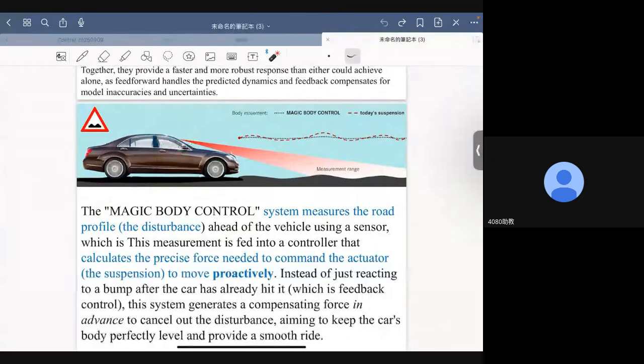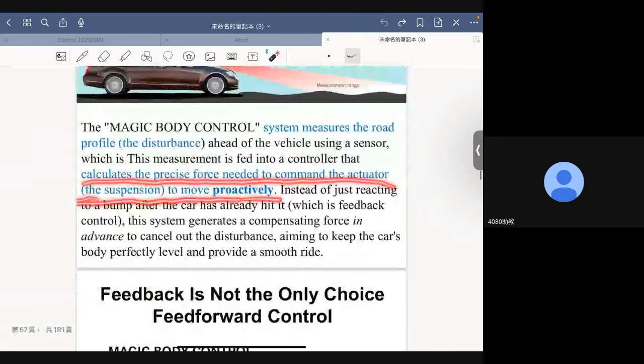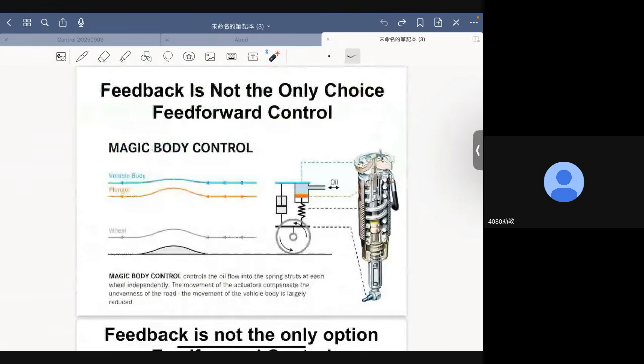Now, what Mercedes-Benz did for magic body control is that it has a built-in camera. With this camera, it will measure the road profile ahead of the vehicle using a sensor. Based on those road profiles, it will calculate the precise force needed to command the actuator, the suspension system, to move proactively.